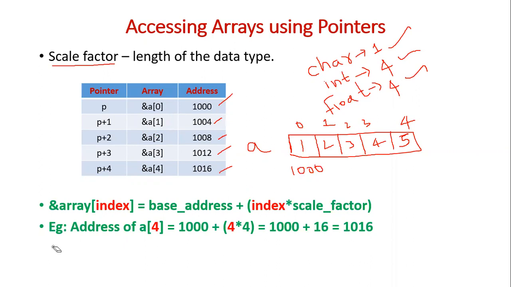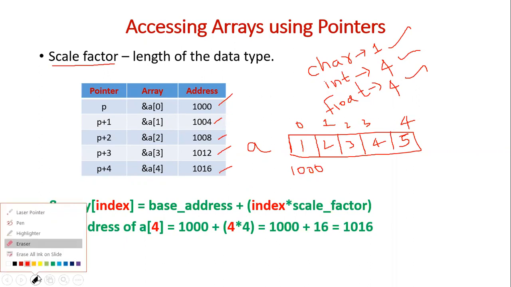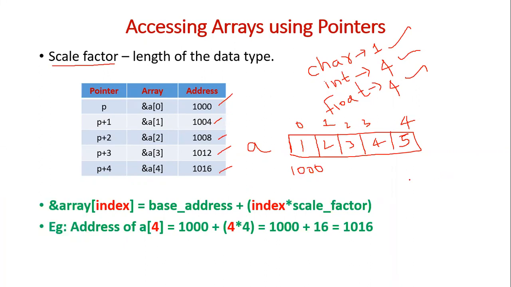So how is that? In the previous slide, if you recall, we have already given the statement p is equal to A. It means p is pointing to the starting address of the array. That is, the pointer p contains the starting address of the array. What is the starting address? 1000. So p refers to 1000. Are you getting? That is fine.